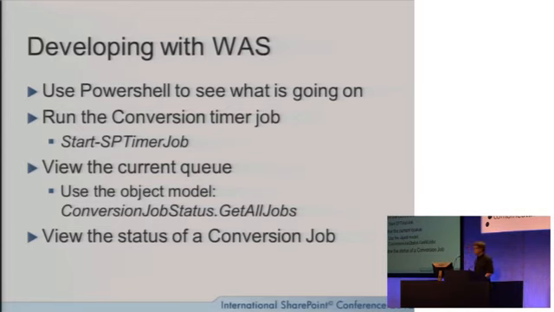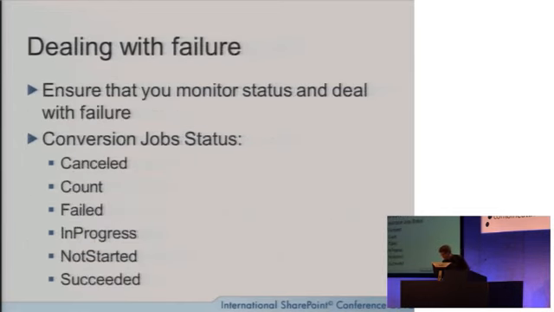But in the real world, you're going to want to be logging what the conversion job ID is in whatever logging scenario you've got. Because in a debug situation where you're trying to work out what's going on a production farm, that's going to be really hard to do looking through the ULS logs or whatever your logging infrastructure is, unless you know what that conversion job ID is. So definitely make sure you do that.